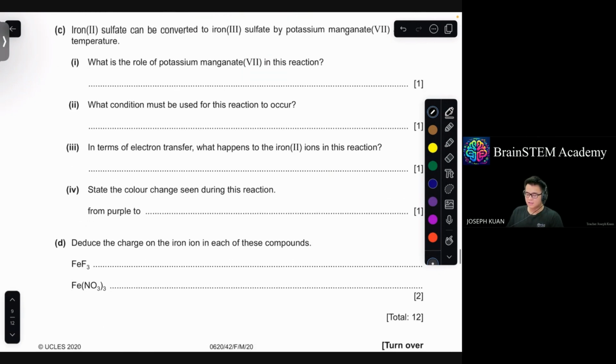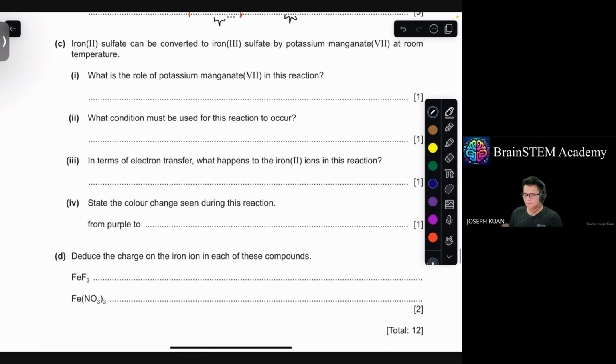Now, C. Iron(II) sulfate can be converted to iron(III) sulfate by using potassium manganate(VII) at room temperature. 1. What is the role of potassium manganate(VII) in this reaction? It's an oxidizing reagent. Right? Remember that. As you can see, it went from iron(II) to iron(III). There's actually an oxidation process. So this chemical acts as an agent for that.